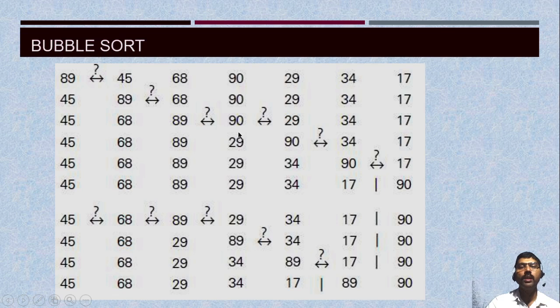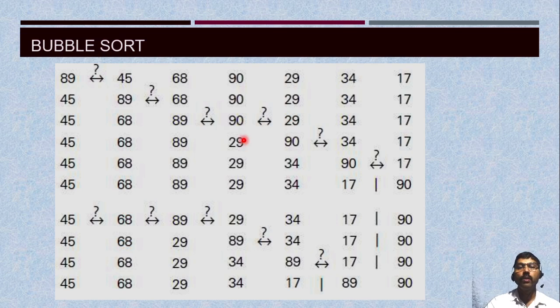j plus 1 is this one. You see this 90, which means j plus 1 is larger than 89. Here the if condition fails, so we are not doing any exchange in this situation. Since j plus 1 is larger, we do no exchange.